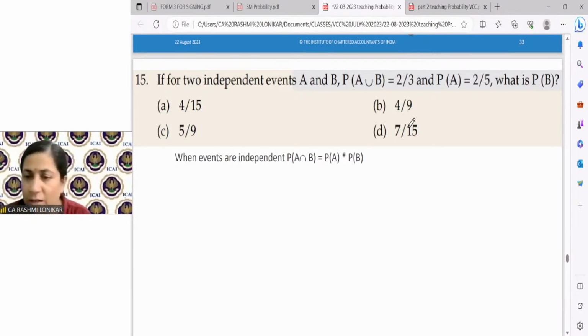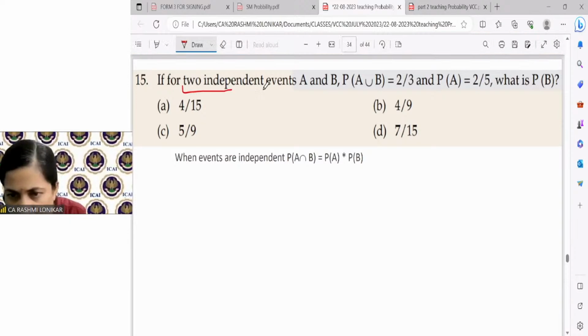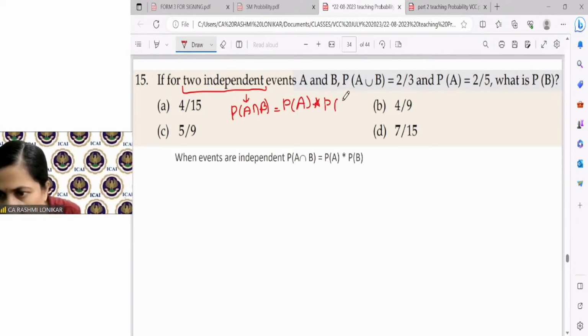Now we are using the formula of independence. So for two independent events, when independent, P of A intersection B will be equal to P of A into P of B. All of you know this? Yes. So if for two independent events A and B, P of A union B is this much and P of A is this much, what is P of B? So we know P of A union B.